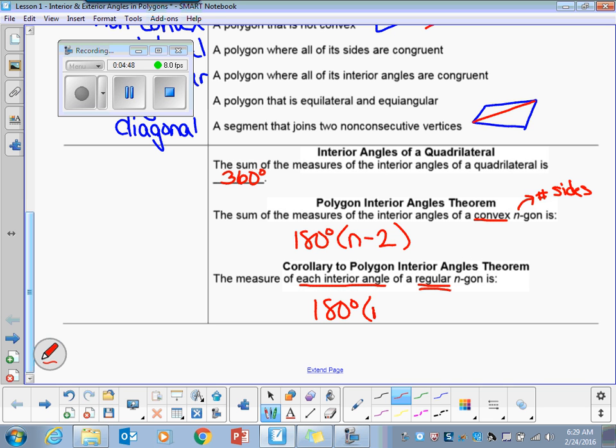The corollary to this is that we can find each interior angle of a regular n-gon simply by dividing our sum by the number of sides. Okay, that only works if it's regular. If you have a polygon and the angles are not all the same, this corollary will not work.